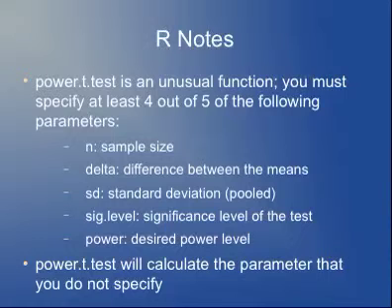In practice, it will usually be either the sample size n or the power that you don't specify. Either you'll say, I have a sample of size 11 in each group, what power will I have if I perform this test? Or you'll say, what sample size do I need in order to get a power of 0.8 or whatever?